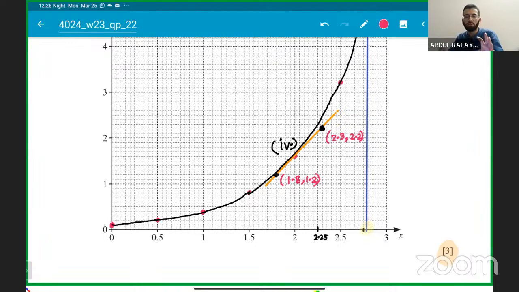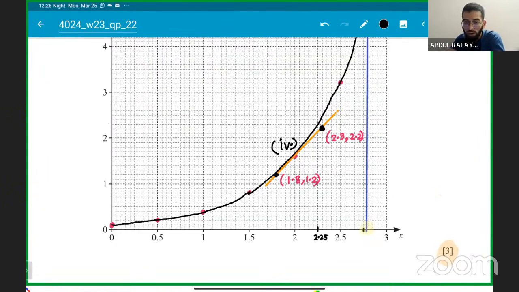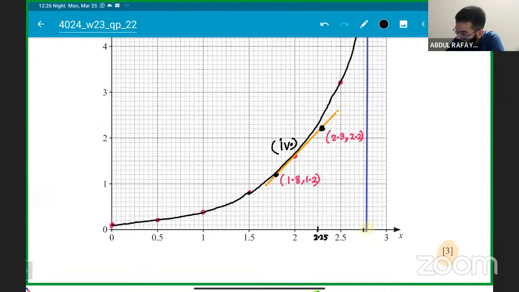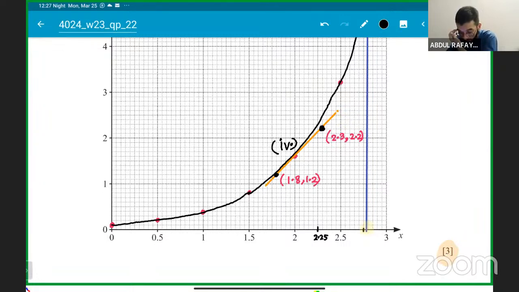Just make sure that you are as accurate as possible and try to get the answer within the range of the marking scheme. Try to draw accurately so that you lie in the examiner's range. 2.3 comma 2.2 is 1 point, students. 1 mark is for drawing the line and 1 mark is for finding the gradient. Previously it used to be 3 marks, but they are trying to save marks. This is not difficult or tricky, and it's a constant part coming again and again, so make sure you practice this very carefully.